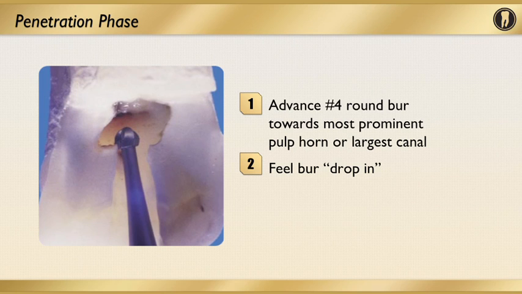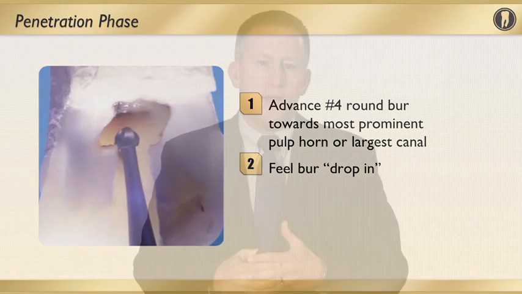So, we advance the number 4 round burr toward the highest, most prominent place on the chamber ceiling so that we can feel that characteristic drop into the chamber. Remember, upon realizing that characteristic drop into the chamber, any apical movement at this point is halted. We then transfer into the actual location of the orifices.